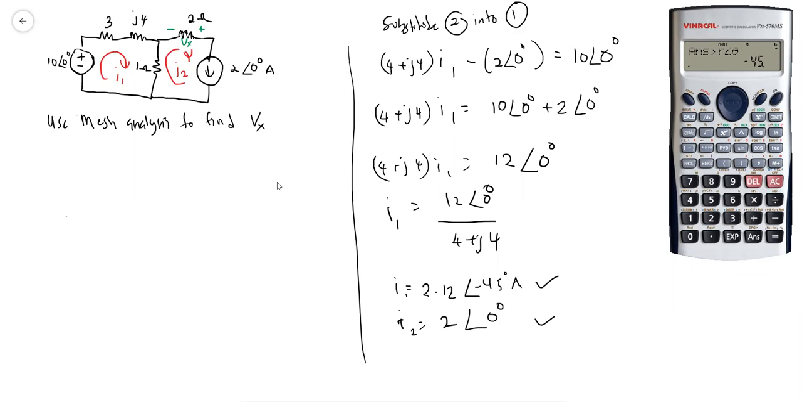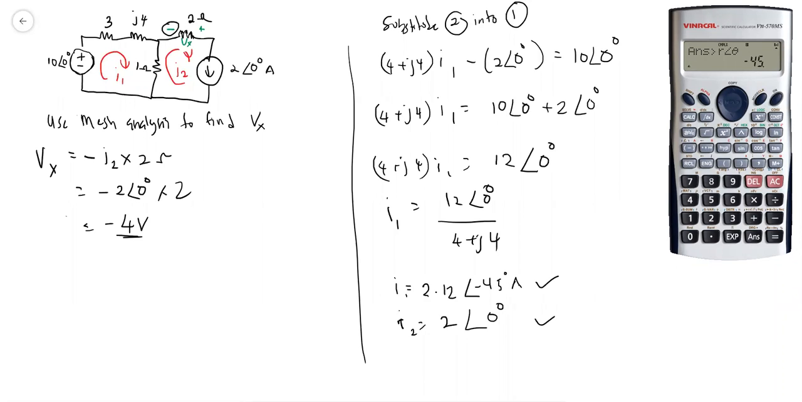So Vx, you can see the current is flowing negative. So that means you need to put this one negative. I2 is negative 4. So this one is negative 4. Just like that.